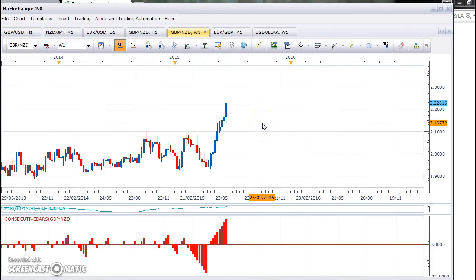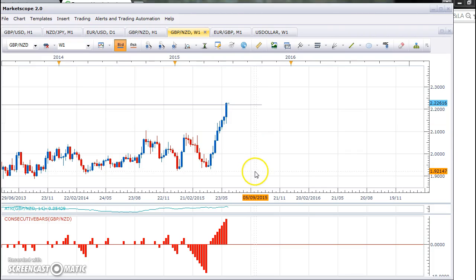So this video is a continuation of the video from last week. We're treating the same pair, which is the Pound-Kiwi. Today I just want to put it into perspective, considering the move that we had last week and really what an amazing move that was. So we're going to look back onto this, and I've got the weekly chart here.